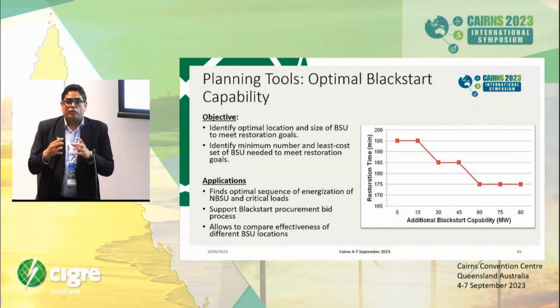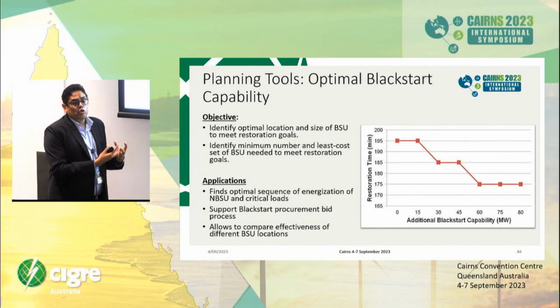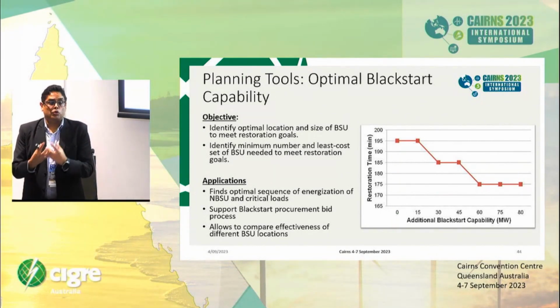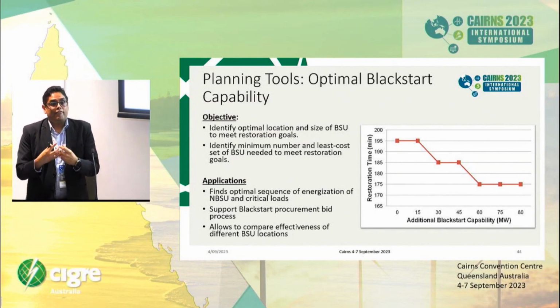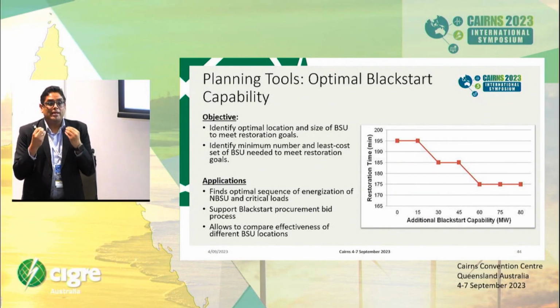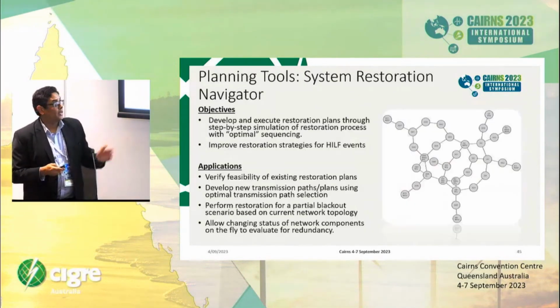You can also use this tool for looking into, okay, if I have multiple options and I'm looking to identify new black start resources, what is the least cost set of black start resources which I can use, and how many do I need? If I have bids coming in from 10 different regions or 10 different developers, what is the minimum I need from my system to meet my restoration objective? So that's one tool which can help you identify that.